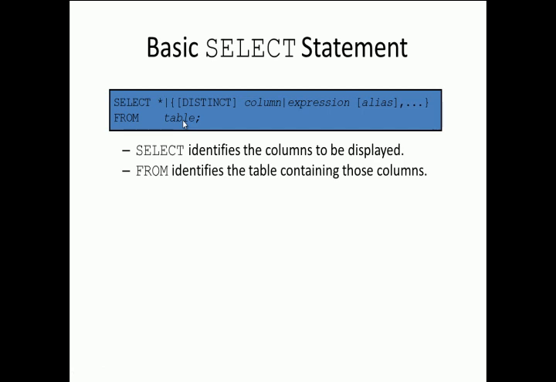For example, if I want to select the data from the student table, all columns, I will write the query SELECT * FROM student, because star represents all columns. And if I want to select specific columns, I will write SELECT student_name, father_name FROM table. Here SELECT identifies the columns to be displayed, and FROM identifies the table containing those columns.